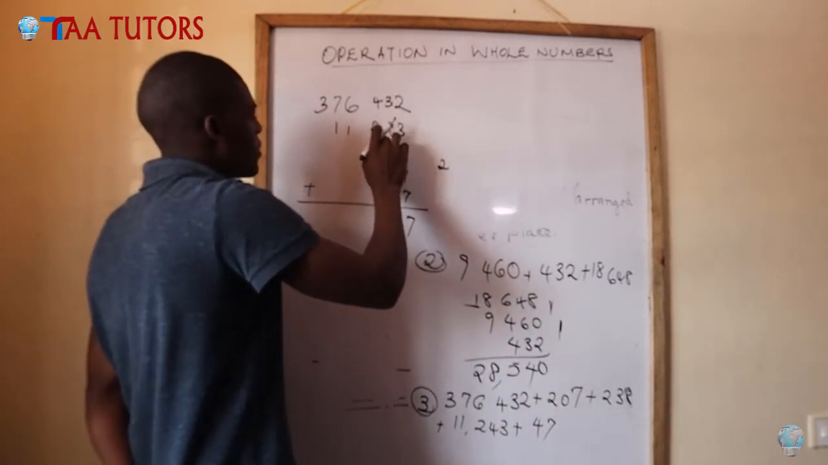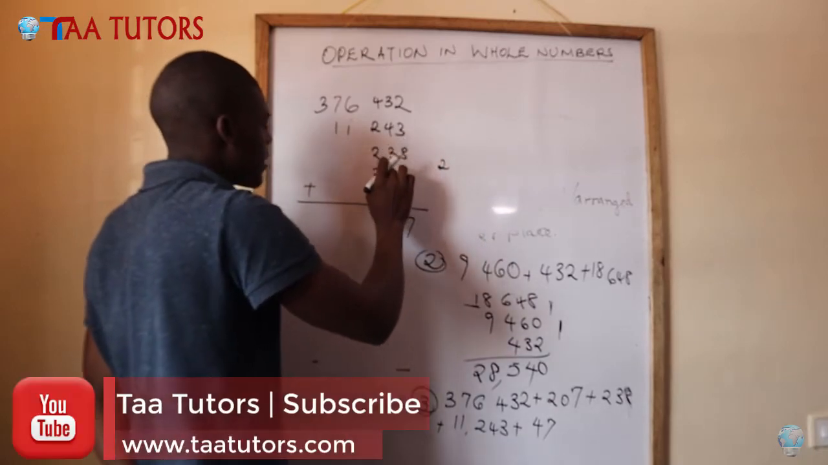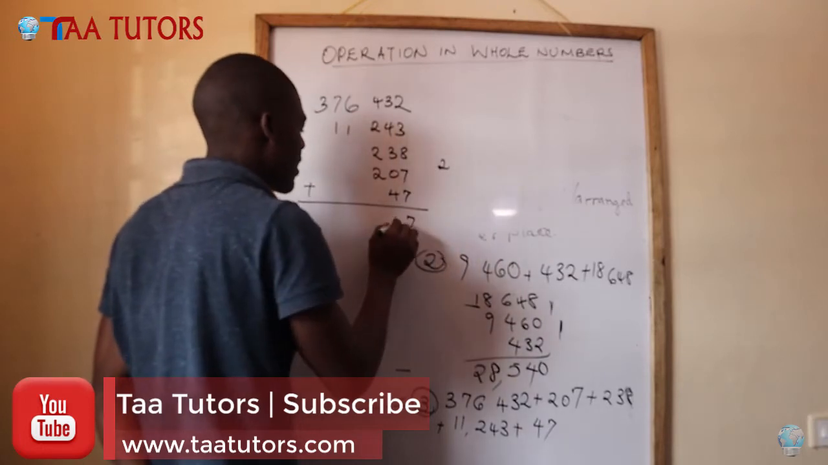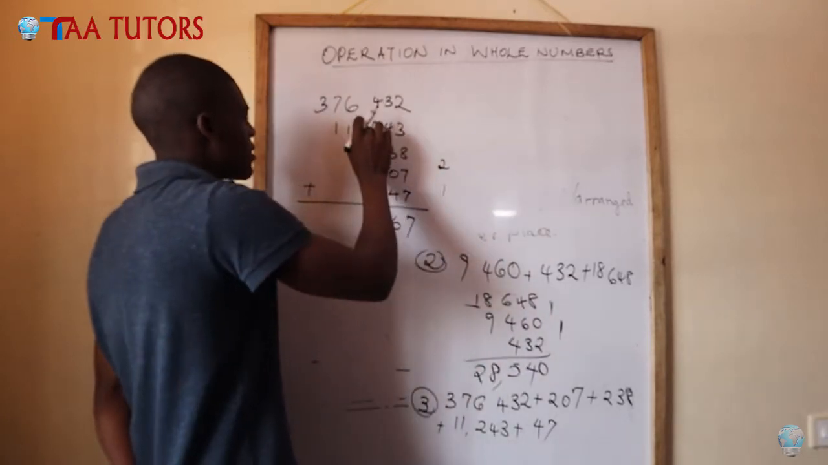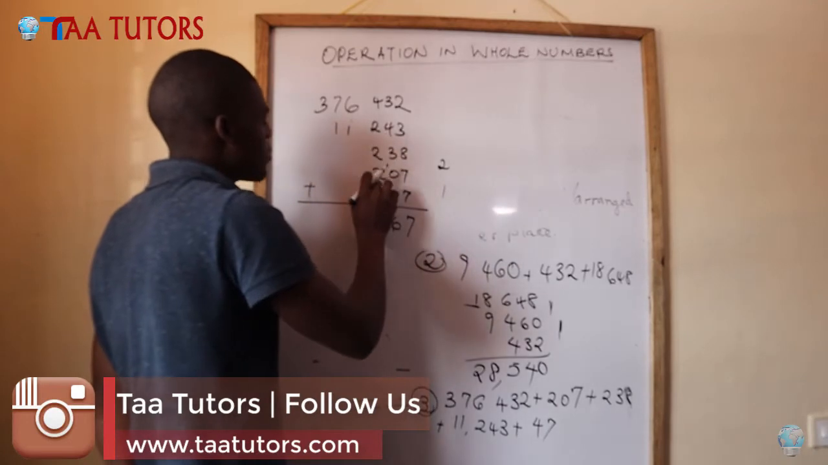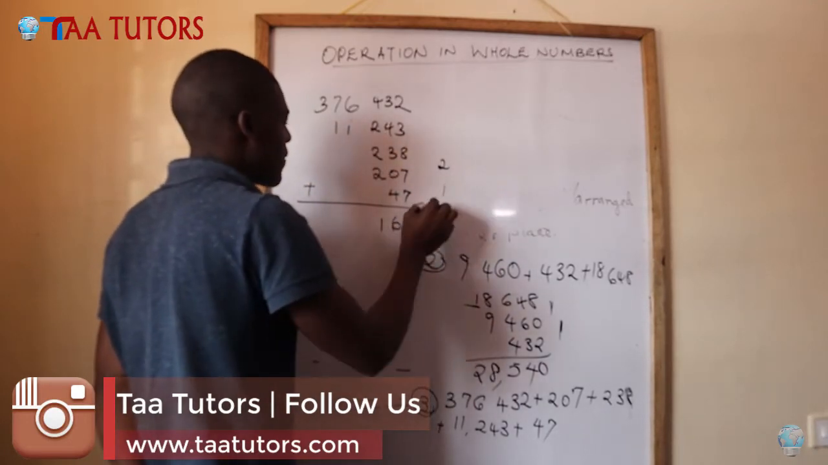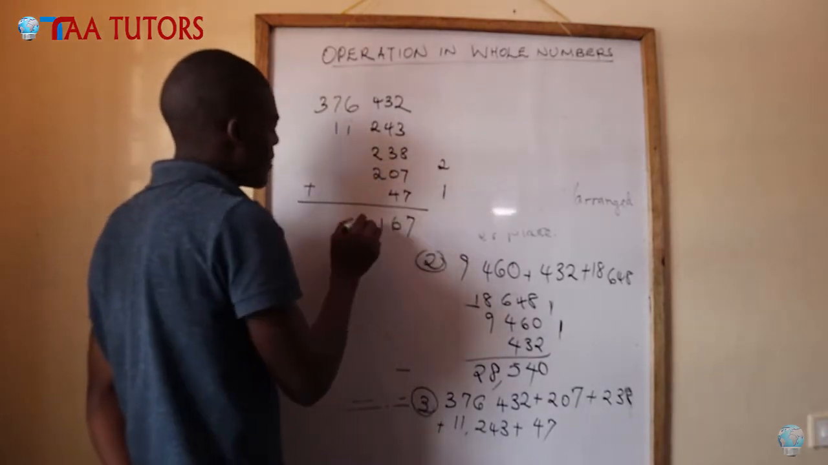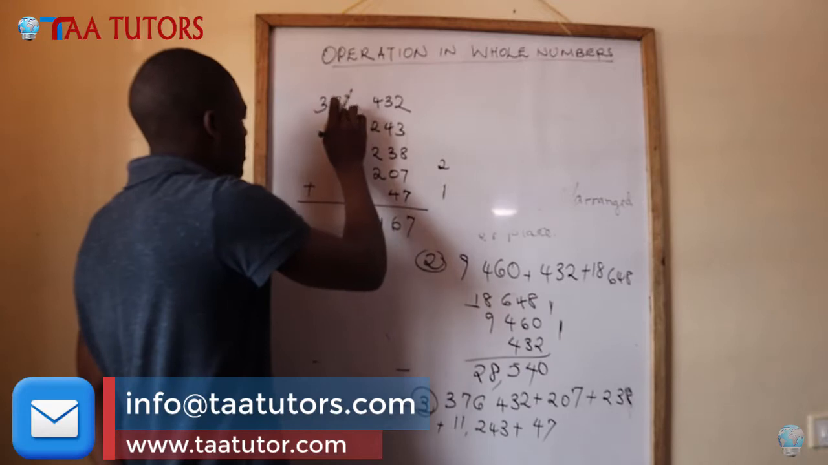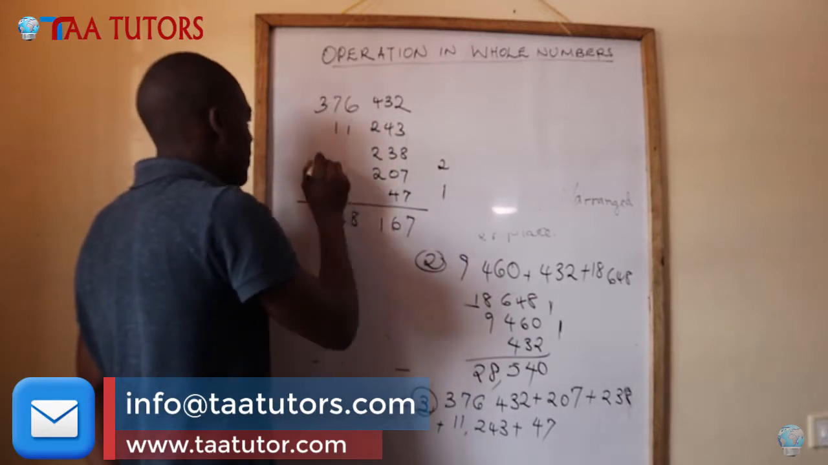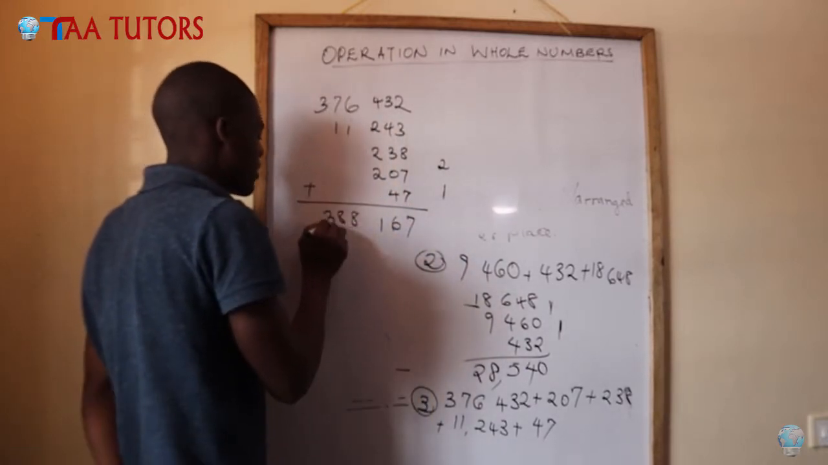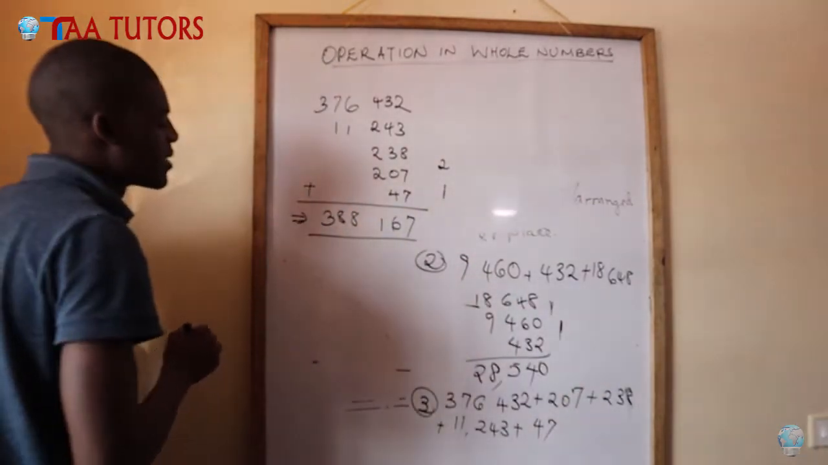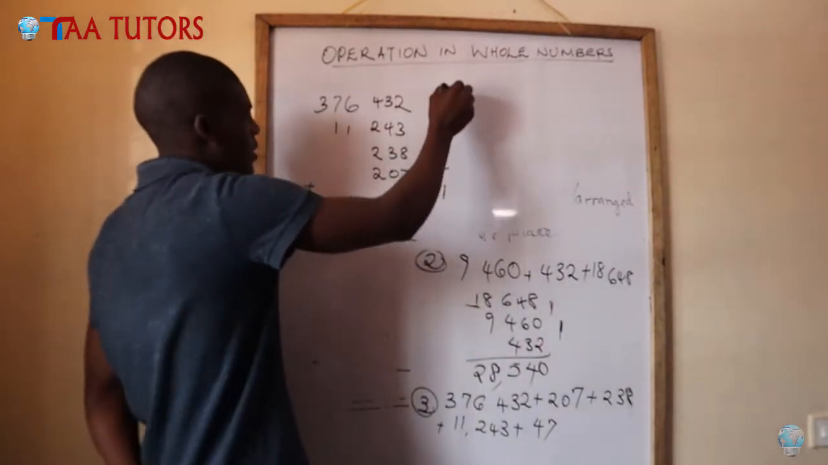3 plus 4, 7, plus 3, 10, 10 plus 0, 10, 10 plus 4, 14, 14 plus 2, 16, we carry 1. We have 4 plus 2, 6, plus 2, 8, plus 2, 10, plus 1, 11, we carry 1 still. We have 6 plus 1, 7, 7 plus 1, 8. 7 plus 1 is 8, then 3 plus 0, we have 3. So our answer is 388,164.